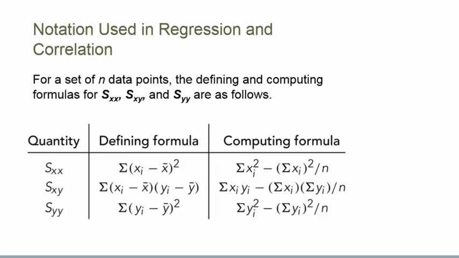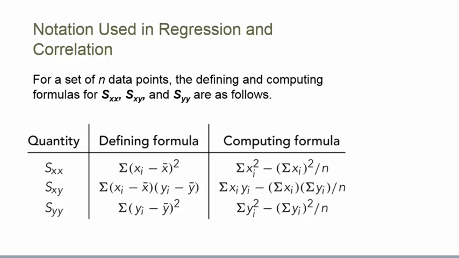Quantity, S sub xy. Defining formula, summation (x sub i minus x bar)(y sub i minus y bar). Computing formula, summation x sub i times y sub i minus (summation of x sub i)(summation y sub i). After we multiply those, we divide them by n.